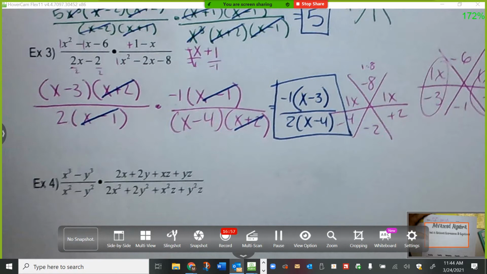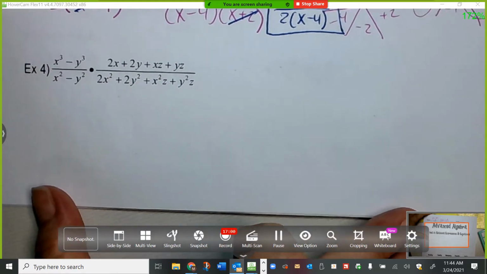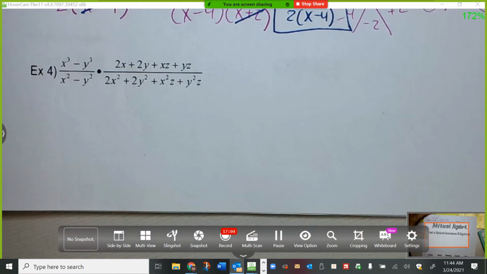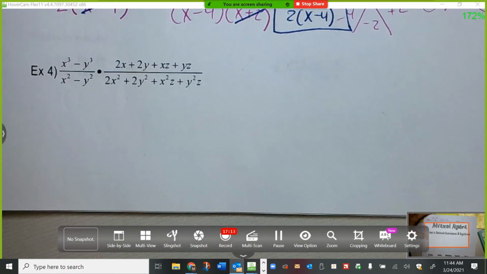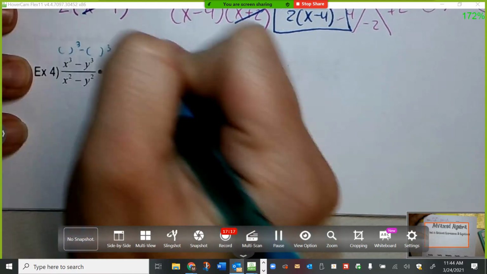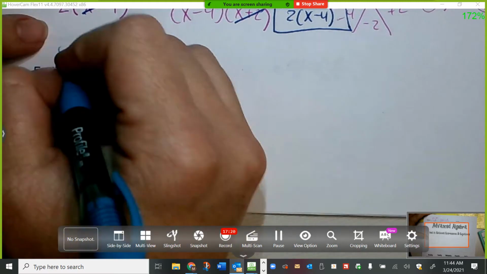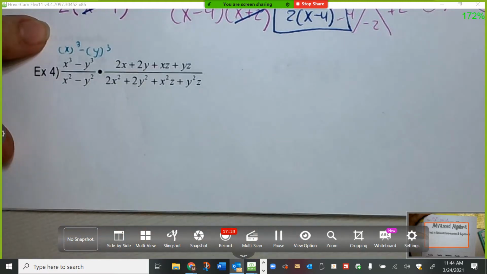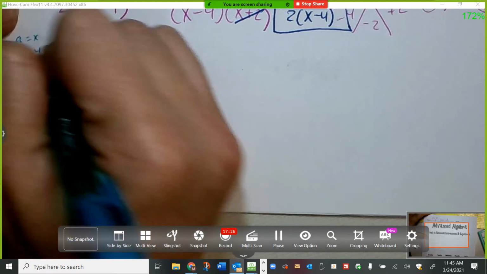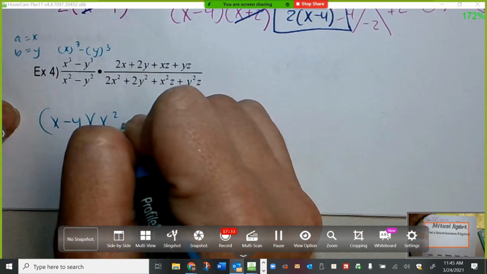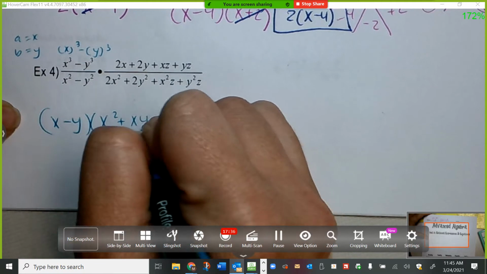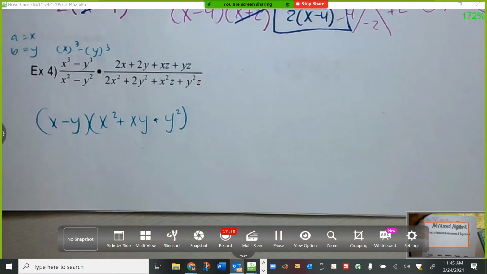Okay, the last one, multiplication or division? Multiplication. So we're not flipping anything. This one is a little ugly, but bear with me. This is a cube minus a cube, so it's a difference of cubes. The formula is on the front of your notes from day one. X cubed and Y cubed, so A is X and B is Y. Your formula is A minus B times A squared plus A times B plus B squared. Because this is just single letters, it's really just you writing it out with a different letter.